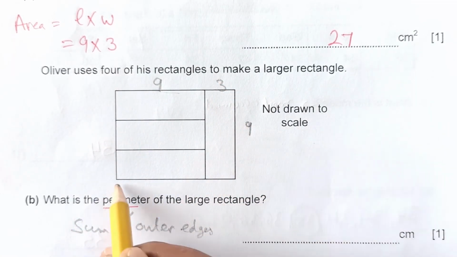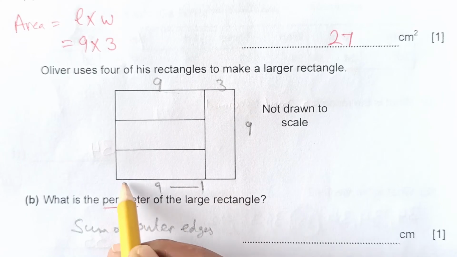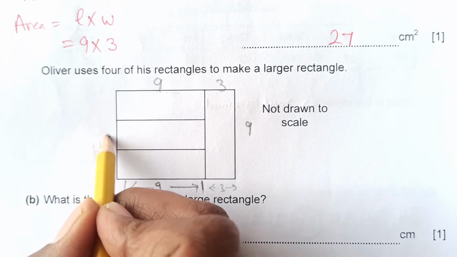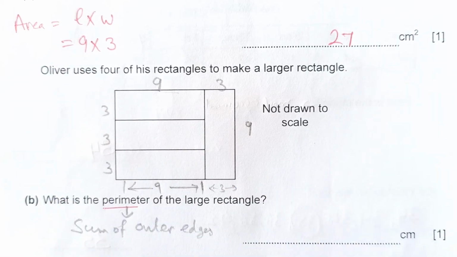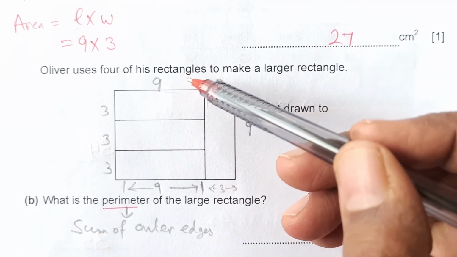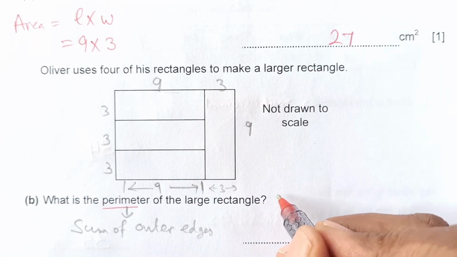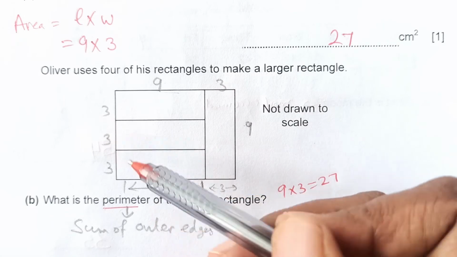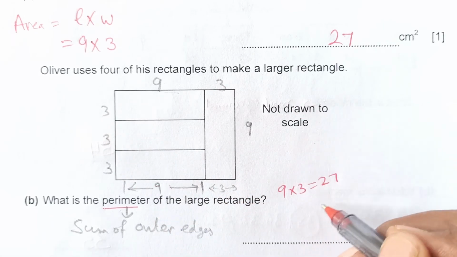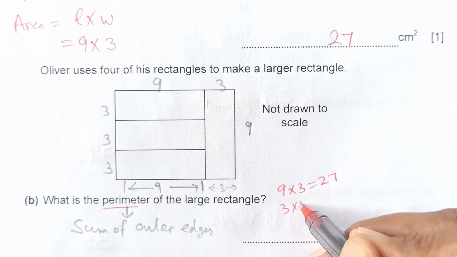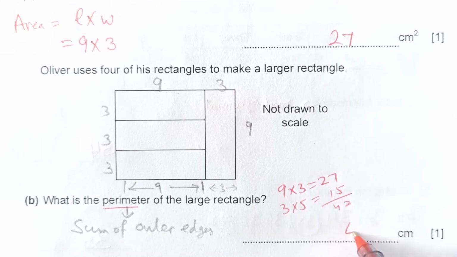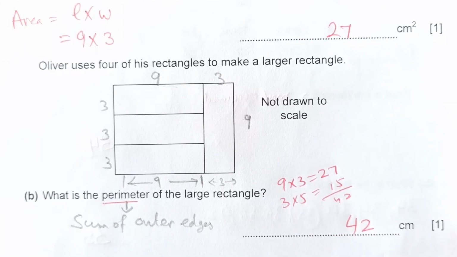This will be 9 and this is 9 up to here, and this is going to be 3. This is 3, 3 and 3. So we are going to add all of them. That will give you the perimeter of the rectangle. So you can see 9 is coming 1, 2, 3 times. 9 times 3, it is 27. Then 3 is 1, 2, 3, 4, 5 times. So it is 15. 3 times 5, it is 15. So when you add, 42. So the perimeter will be 42.